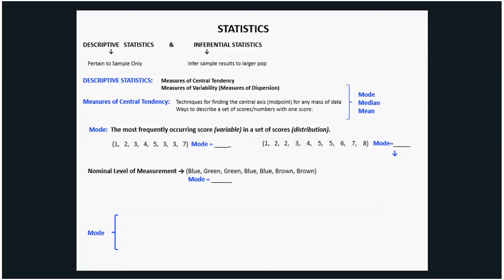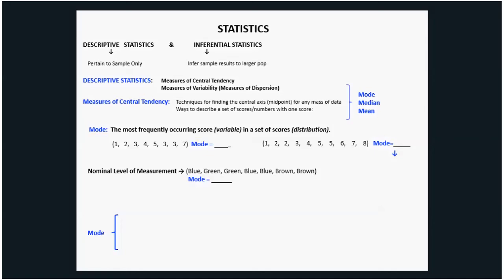I have put this, it's mean, median, and mode is what you normally say, but we're going to look at it for mode, median, and then the mean. We're looking at mode first because it's the easiest measure of central tendency to compute. What the mode is, it is basically just the most frequently occurring score in a set of scores. And another way to say this would be the most frequently occurring variable in a distribution.